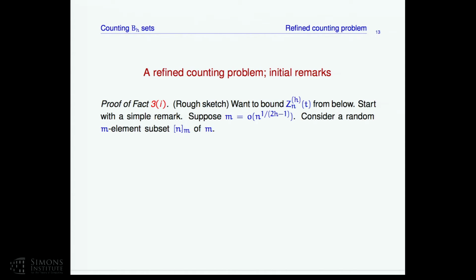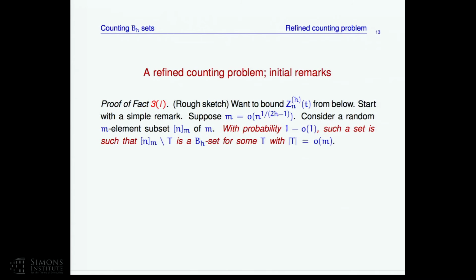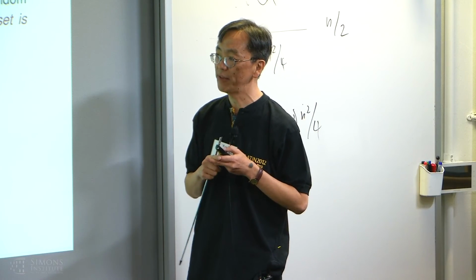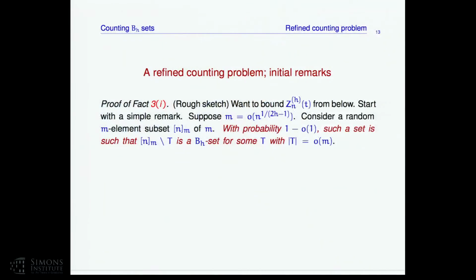Okay, so you can count those. And in such a sparse set, you don't have many of them. Actually, with high probability, such a random set, brackets n, m, can be turned into a BH set by deleting just a few elements. A few elements, I mean a small fraction of m. So you can remove some set t, which is little o of m. So this random m-element set is essentially all of it a BH set. The numbers work out that way.